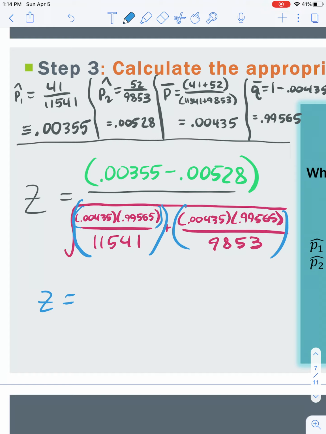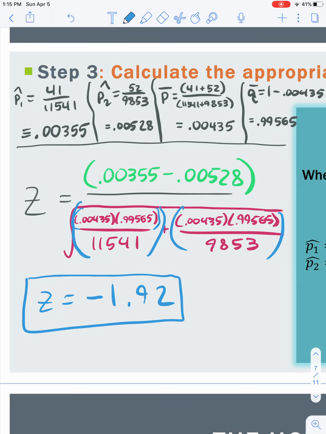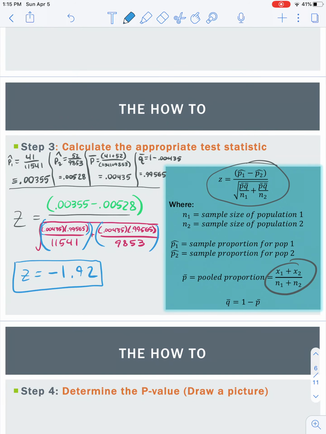This might take you a few tries to get right. It's probably the toughest thing we've typed into our calculator all year. So keep trying that. Let me know if you're having a tough time with it, and I can help you out. But hopefully you ultimately get an answer of negative 1.92. It's a z-score, so I don't mind rounding to the 100th. So a lot of effort went into that one, but there's our z-score.